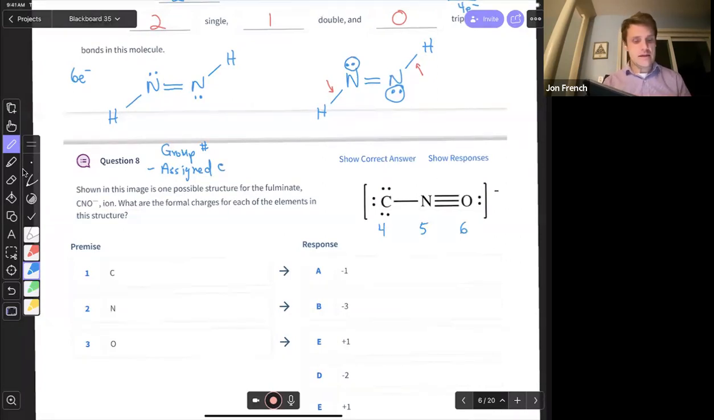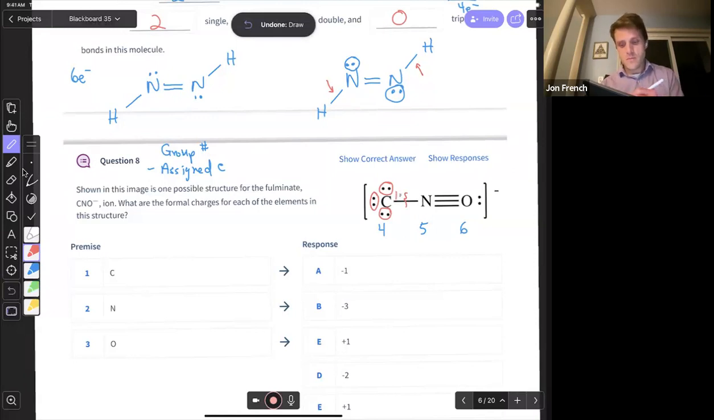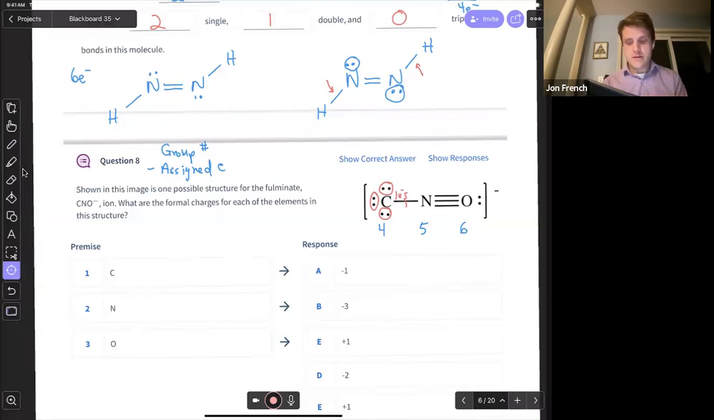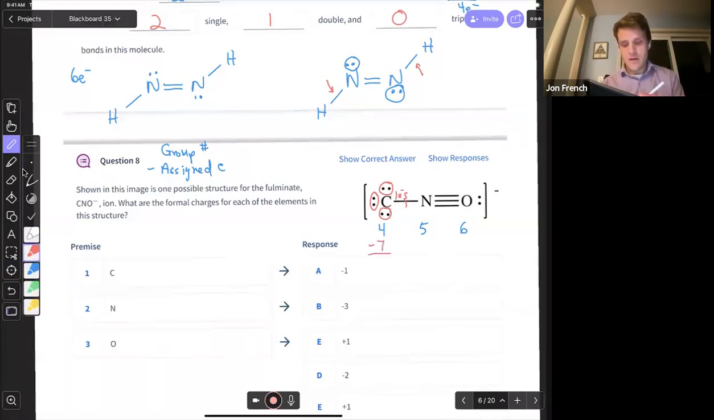For our assigned electrons, we count all non-bonding electrons, and then we're going to count 1 electron for each bond. So right now in this Lewis structure that's drawn, even though carbon is group 4, carbon has 1, 2, 3, 4, 5, 6, 7 electrons assigned to it. So that would put a -3 charge there.